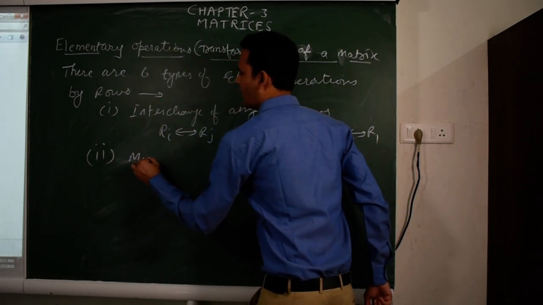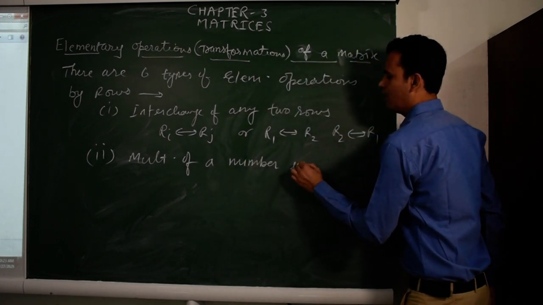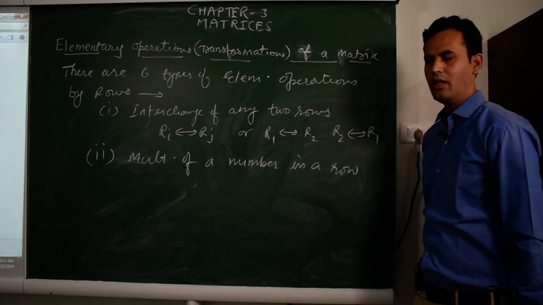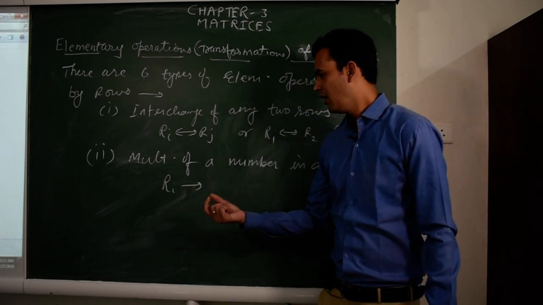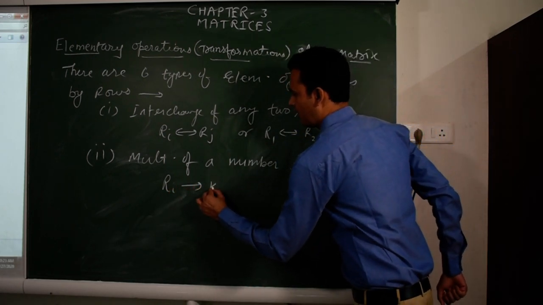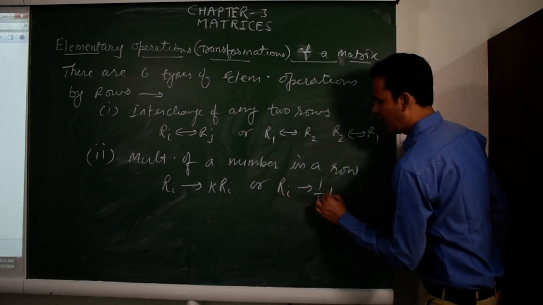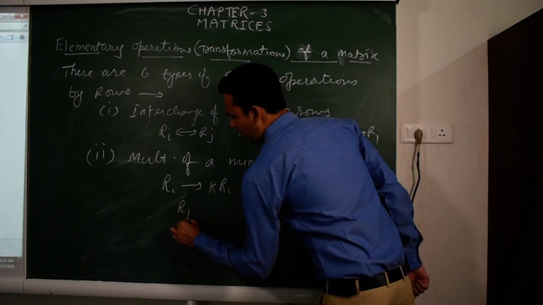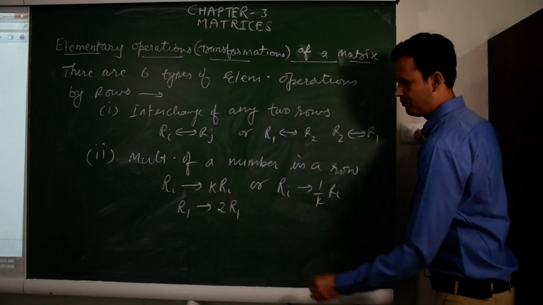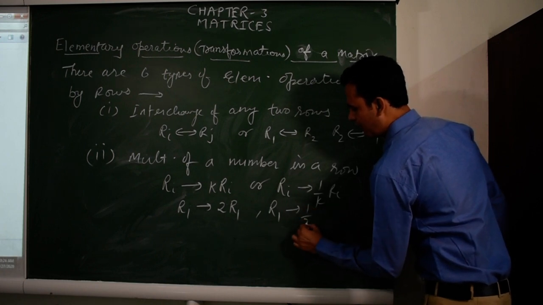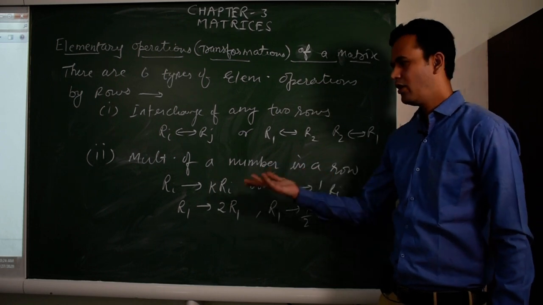Second is multiplication of a number in a particular row, just like Ri changes to kRi. Ri changes to k times Ri. It means R1 changes to, sometimes 2R1, R1 changes to 2R1, and so on. So this is the second change, multiplication of a number in a row.